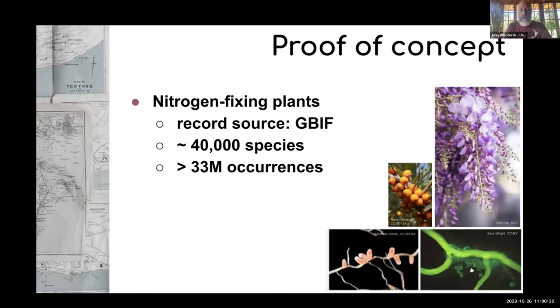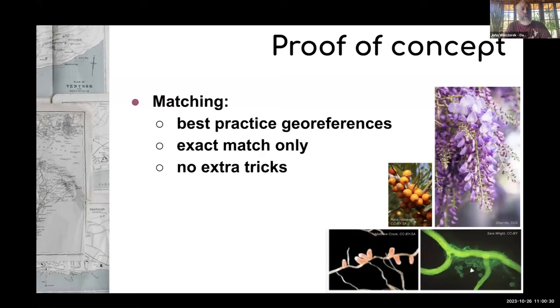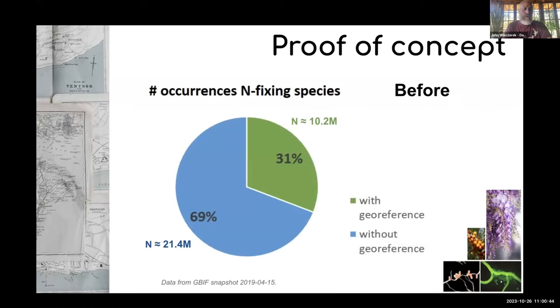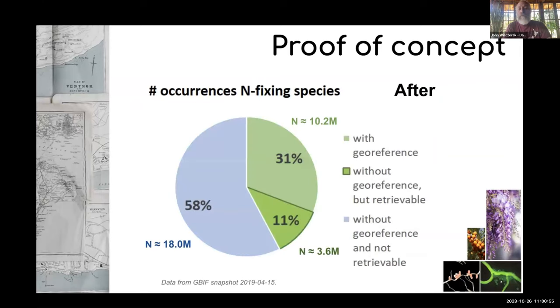We have an example of a proof of concept that I want to go through super quickly. And this is before we got into doing nice tricks to improve the matching. It was for nitrogen fixating plants, where there were 33 million occurrence records in GBIF. And what we wanted to do is get only best practice georeferences back, do only exact matching, none of the tricks that I just showed, and none of the things like removing continent and country in favor of country code. And that starting situation was 31% of the data were with georeferences, 69% without. After that proto-BELS or proto-georeference matcher, we were able to get 11% of those without georeferences to have georeferences. So 11% is non-trivial. And when you talk about the numbers in a big set like this, 3.6 million records, you don't have to georeference.